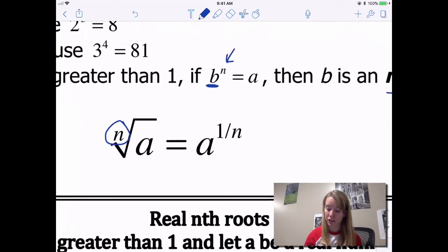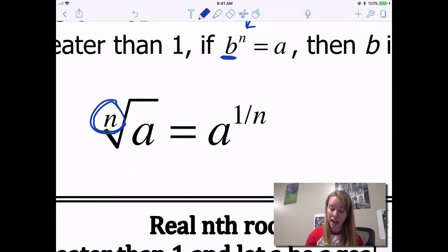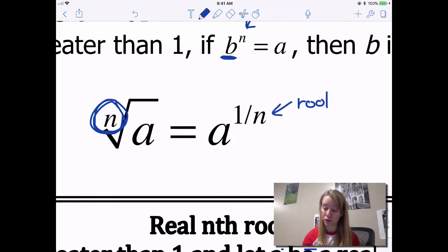Here's a little notation for us. This nth root, notice that it's a small number. It's in the little crook of that square root, and that's going to be our nth root of a, is how we read that. Another way we can write this is a to the power of 1 over n. Here the power of a is 1 and n is just the root.